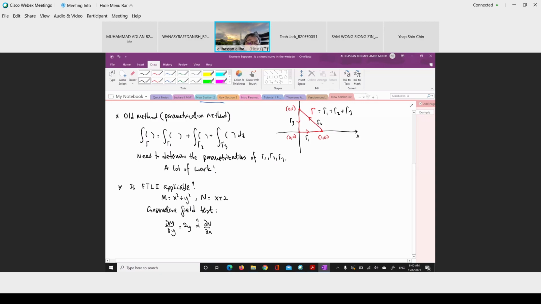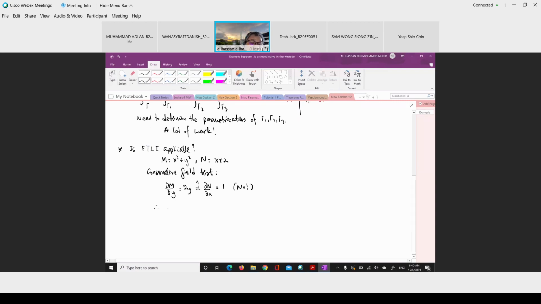Now, is it equal to n partial x? That is the conservative field test for a vector field in two-dimensional space. And n partial x is equal to 1, right? So they're not equal. So the answer is no here. Therefore, the fundamental theorem of line integral is not applicable for the evaluation of this line integral.